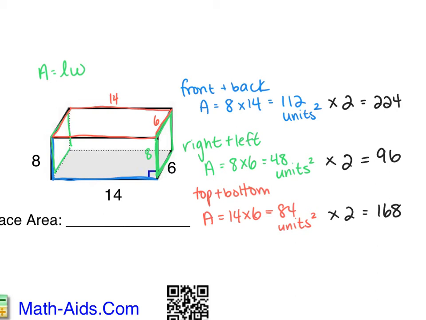So now all I have to do is add them together. I'm going to use my calculator for this. And it equals 488 units squared.